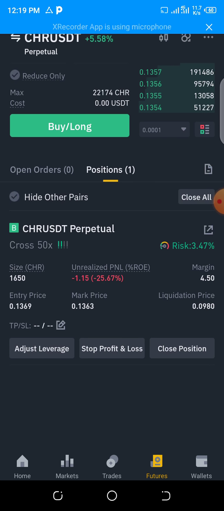Now, once you are in position, this is what it shows you. Like for example, I'm using the cross now. Understand? But please do not use the cross, or use isolated. It's very, very important. Understand?